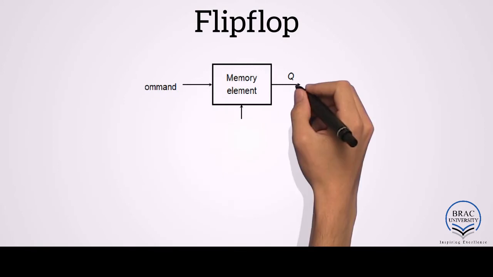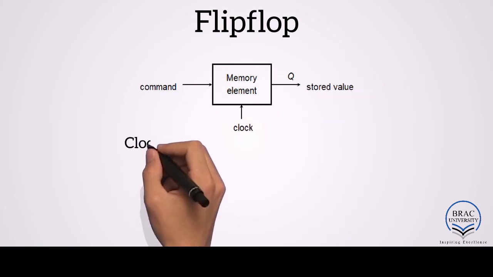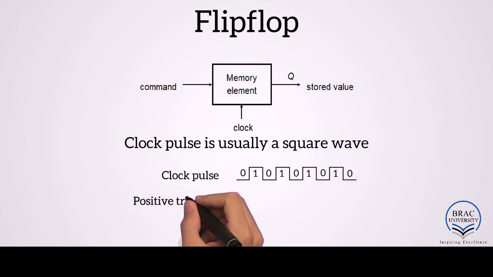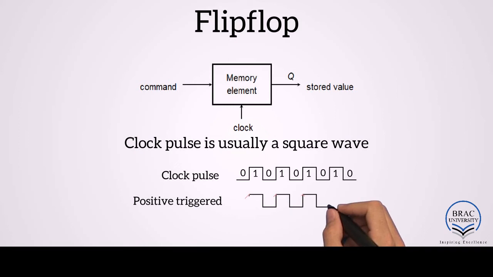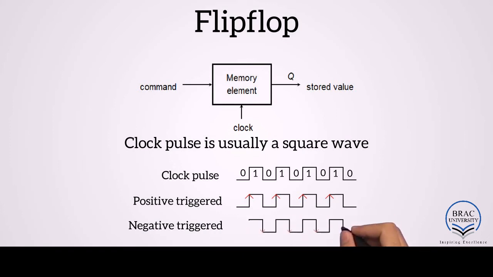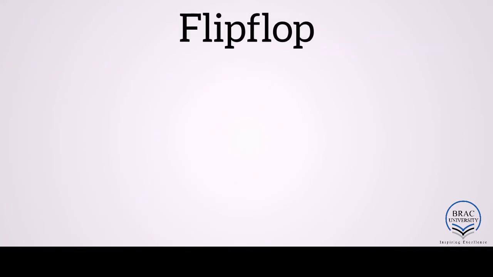A flip-flop is dependent on the clock pulse. Clock pulse is a square wave which contains a sequence of 0 and 1. If our flip-flop is positive triggered, then whenever the clock pulse is 1, the flip-flop will turn on. And when the value of clock is 0, the flip-flop will turn off. Similarly, for a negative triggered flip-flop, when the clock pulse is 0, the flip-flop will turn on, and when the clock pulse is 1, the flip-flop will turn off.